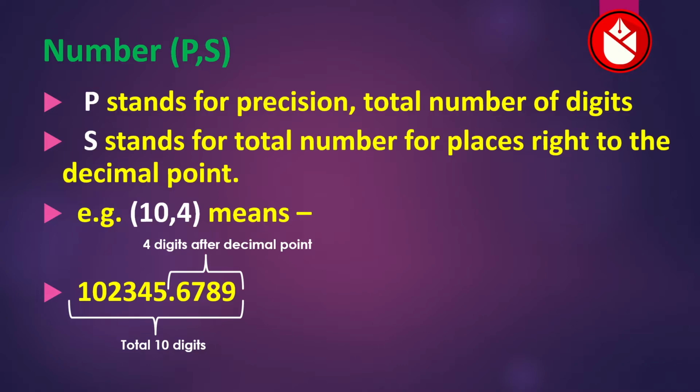Example: 10,4 means we have a total of 10 digits, that is the P, and 4 means the total number of digits after the decimal point. As here 1, 2, 3, 4, 5, 6, 7, 8, 9, 0, a total of 10 digits, that stands for the P, and after the decimal point 6, 7, 8, 9, the 4 digits, that means S.